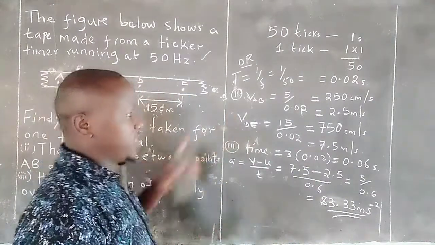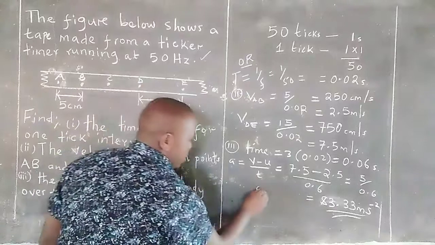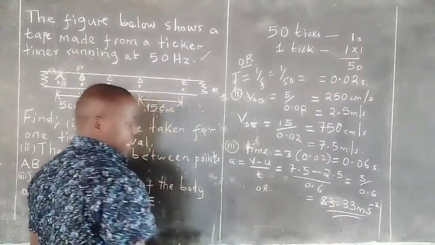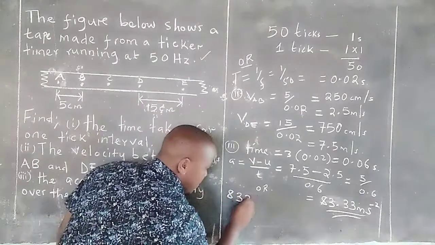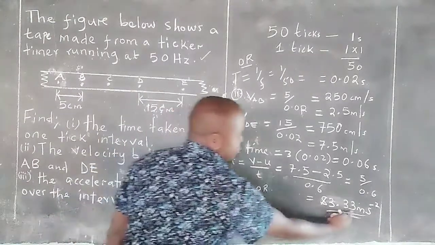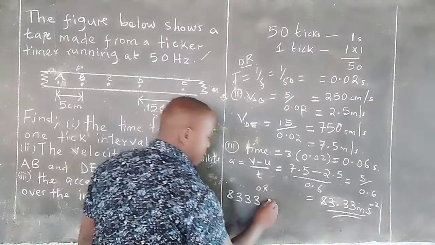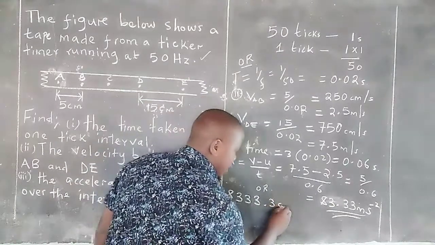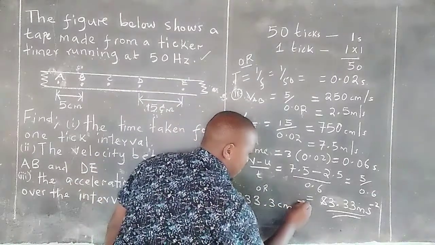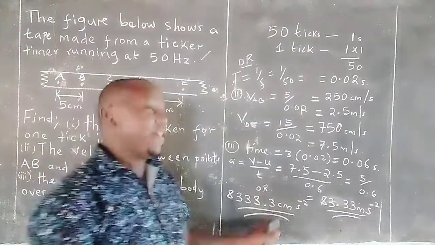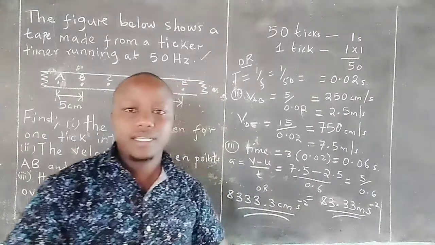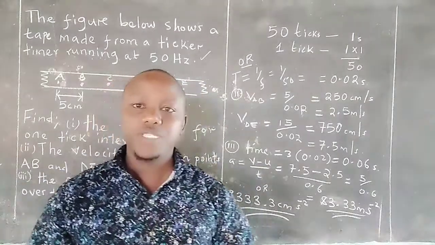In case we had used centimeters per second, then we would have gotten the acceleration as 8333.3 centimeters per second squared. Therefore, that is how we get acceleration using a ticker timer.